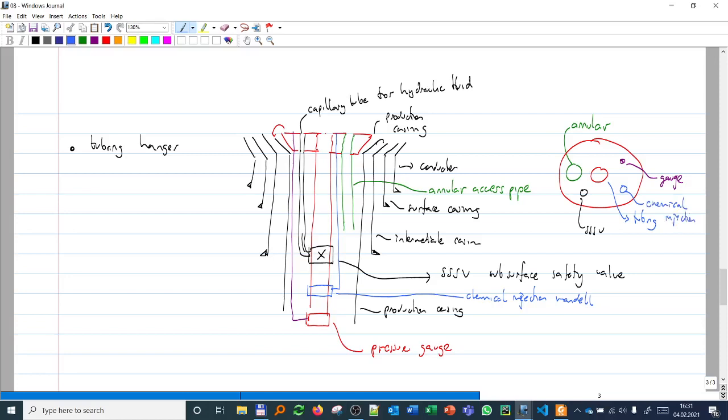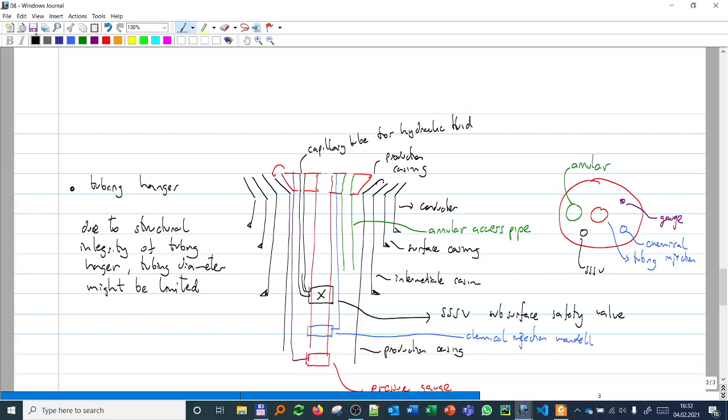Okay, so the conclusion is that we have our hanger, but it has a lot of holes, and the hanger actually has to have structural integrity to be able to transfer the weight to the next. Otherwise, if it has too many holes, it becomes weak and cannot support, and it will simply collapse. So simply you have to say the structural integrity of the tubing hanger means the tubing diameter might be limited. So that's one consideration regarding the diameter of the tubing. There are also a few more that we're going to cover.